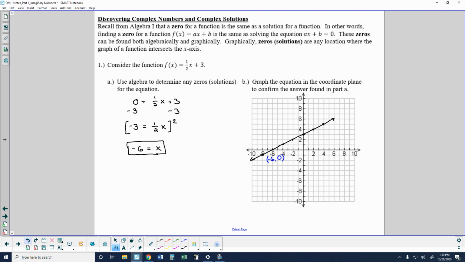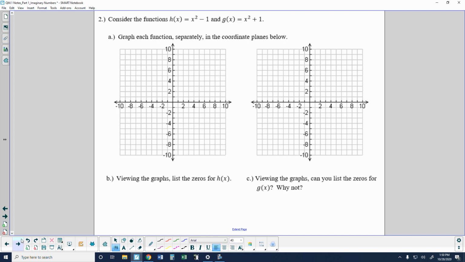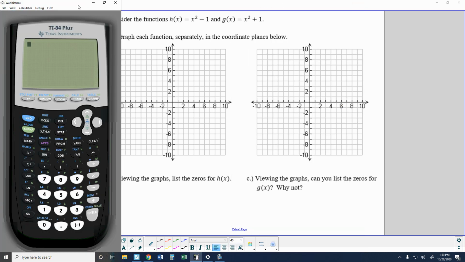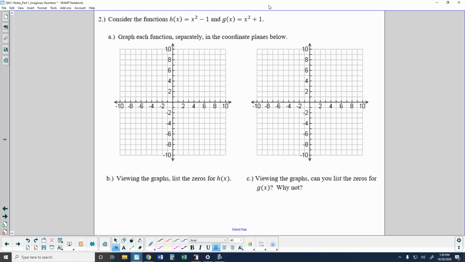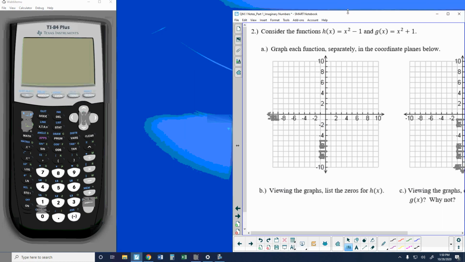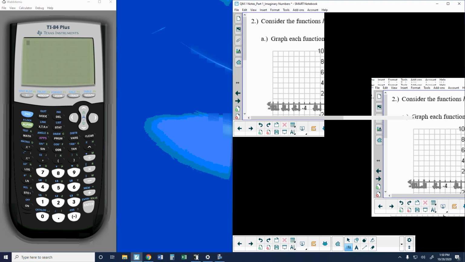Now, let's go a little bit further. If we take a look at problem number 2, it says, consider the functions h of x equals x squared minus 1, and g of x equals x squared plus 2. Graph each function separately in the coordinate planes below. These are both quadratic functions, which you did learn a little bit about in Algebra 1. We haven't done a whole lot in Algebra 2 with them yet, so we're going to go ahead and use the graphing calculator to graph those functions.